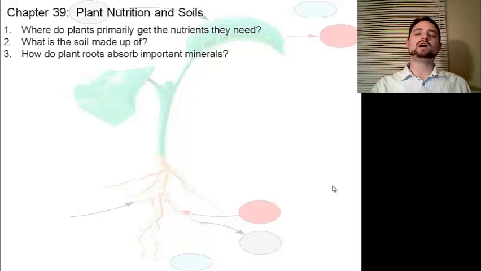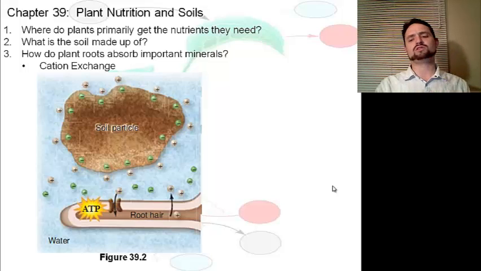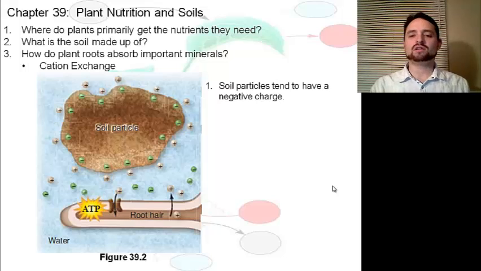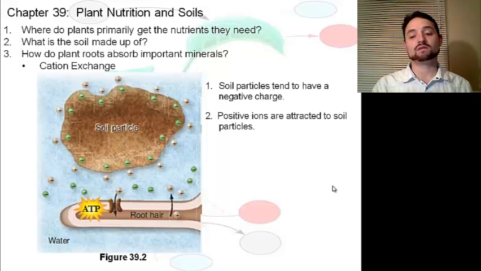So we get to the third question here. How do plant roots absorb important minerals? Now, this is an important process that you need to understand. It's called cation exchange. It happens because soil particles tend to have a negative charge. So they're negative. Most of the minerals that the plant needs to absorb are positive. So positive ions are attracted to the soil particles, and you want this.